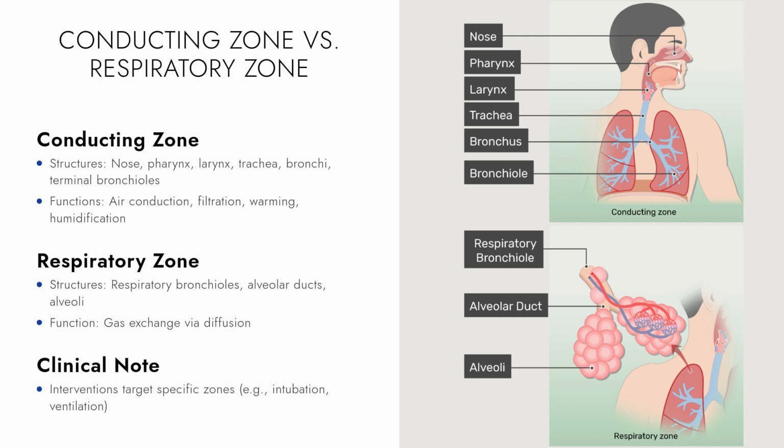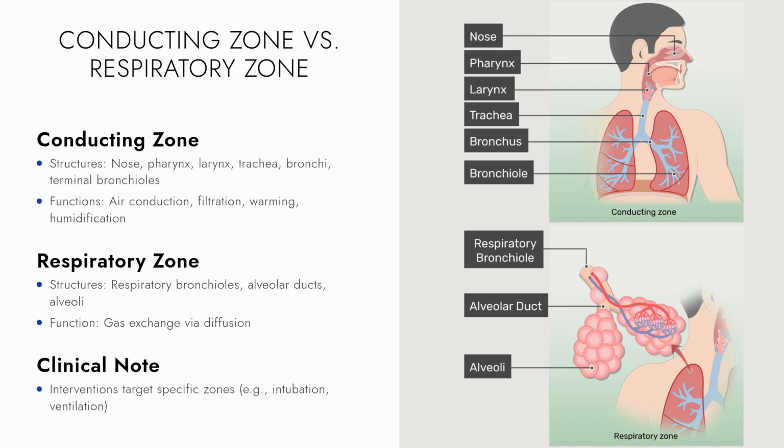Conducting zone versus respiratory zone. The respiratory system is divided into two functional zones. The conducting zone includes all structures from the nose to the terminal bronchioles, which transport air but don't participate in gas exchange. These structures filter, warm, and humidify air to protect the delicate alveoli.